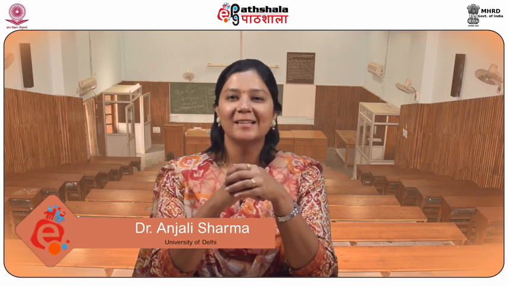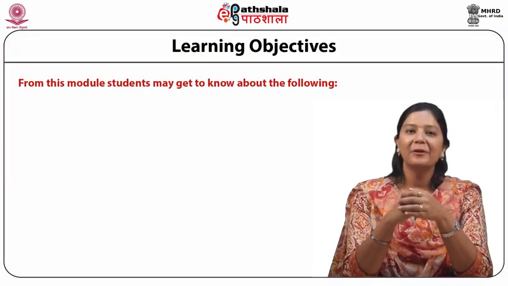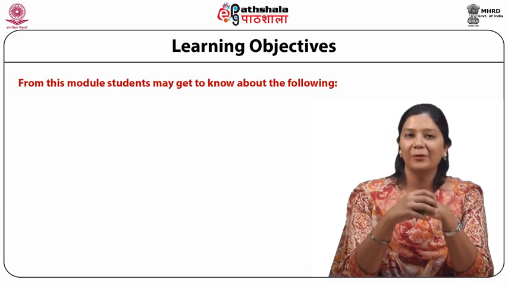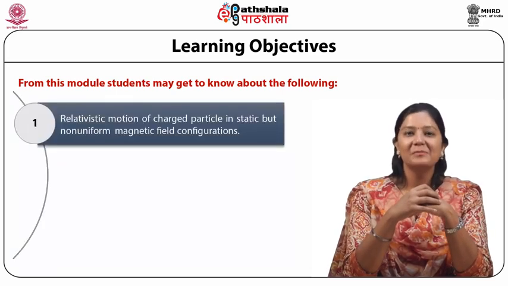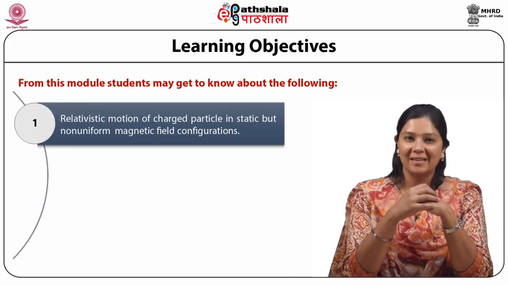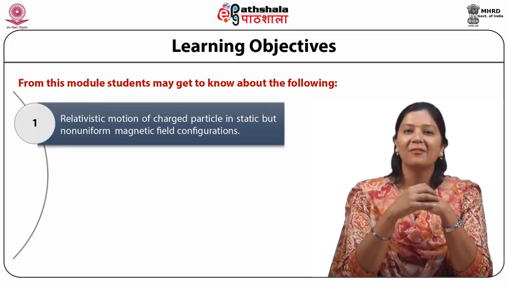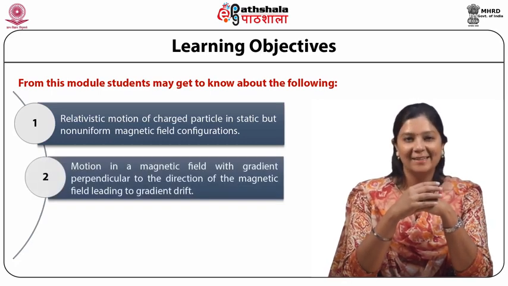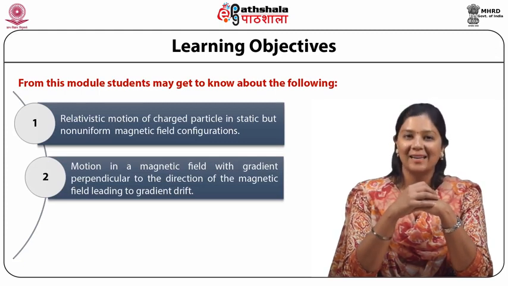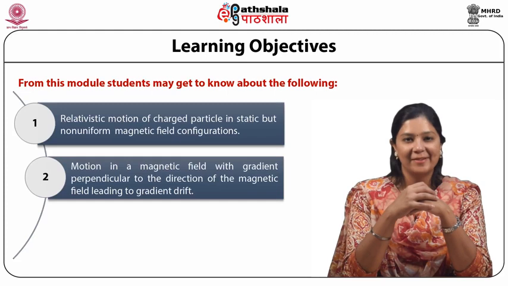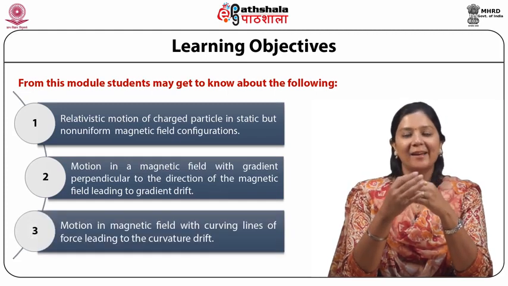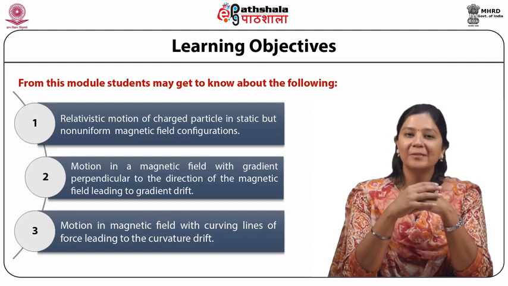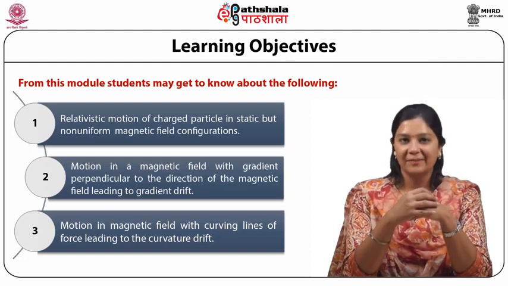Today we are going to discuss the module Motion in Static Non-Uniform Fields from the paper Electromagnetic Theory. From this module, students, you will get to know about the following things. First, the relativistic motion of a charged particle in static but non-uniform magnetic field configurations. Second, motion in a magnetic field with a gradient perpendicular to the direction of the magnetic field, leading to the gradient drift. Third, motion in a magnetic field with curving lines of force, leading to the curvature drift.